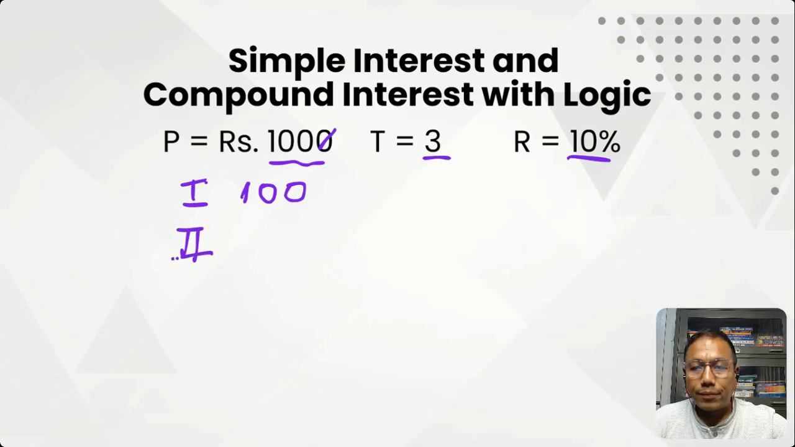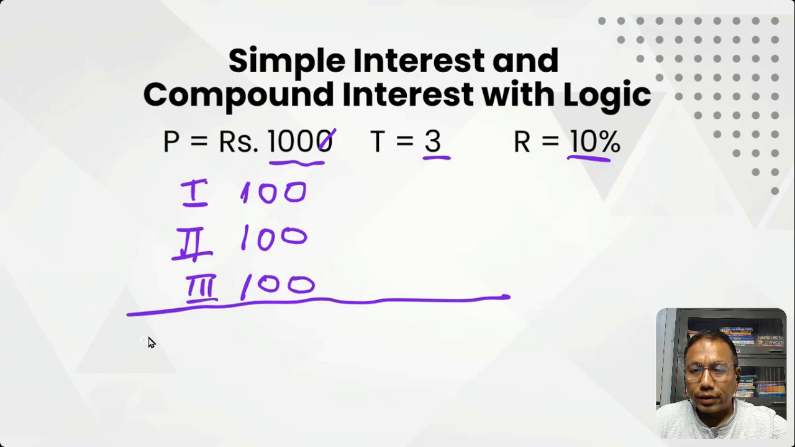In the second year, simple interest will be the same. Even in the third year, simple interest, 10% of 1000, is 100. These are the simple interest. Simple interest for 3 years is add all this, 100 plus 100 plus 100, 3 times is 300. Simple interest of 1000 at the rate of 10% for 3 years is 300.